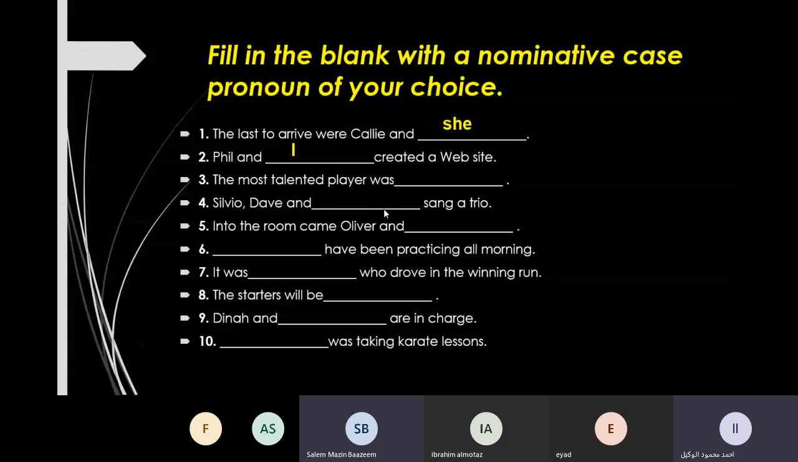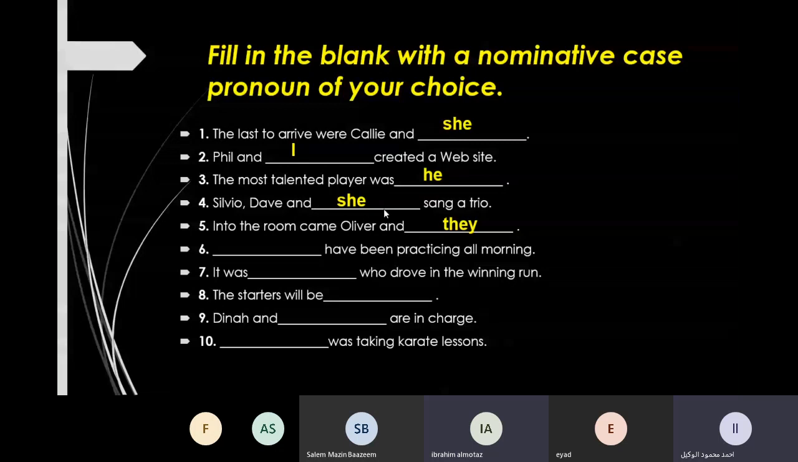The most talented player was I. Bravo. Was I, was he, was she. Any singular subject pronoun will be okay. Number four, Ibrahim. Silvio, Dave, and I sang a trio. And she, and he, and I. Okay. Number five. Into the room came Oliver and she, or he, or they. Any subject pronoun will be okay.